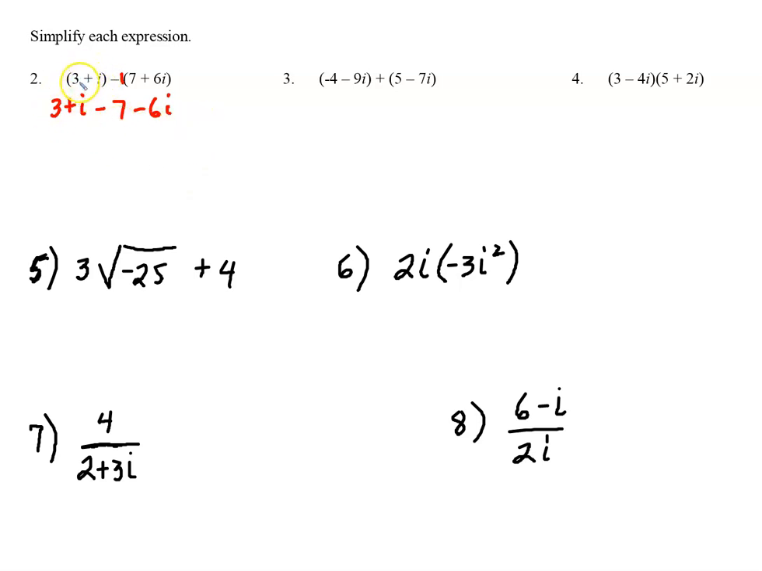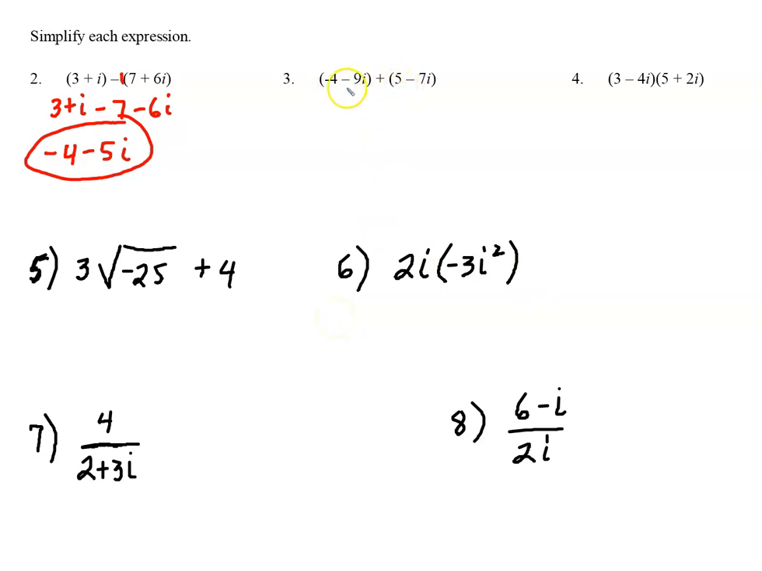And for complex numbers, notice, these are complex numbers. Do you see how the real number is in front of the i number? That's always true for complex numbers. So when you write your answer, I want you to do the same thing. So 3 minus 7 is -4, and 1i minus 6i is -5i. And so that would be my answer for number 2.